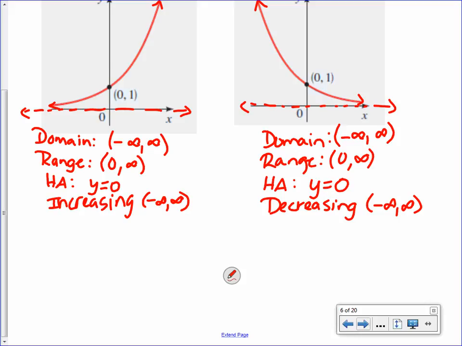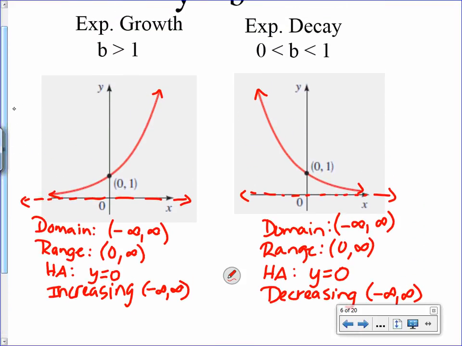But these are what you can consider your parent graphs, okay? These are the graphs, the basic shape you want to start with, and then we're just going to apply the transformations.